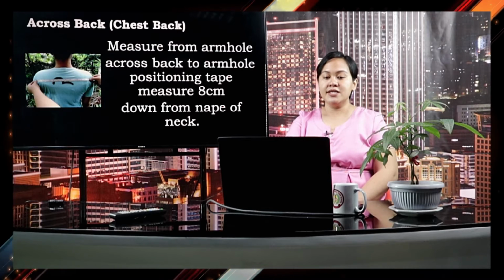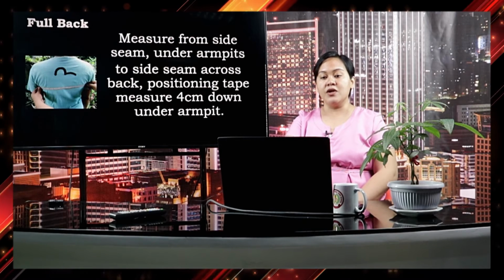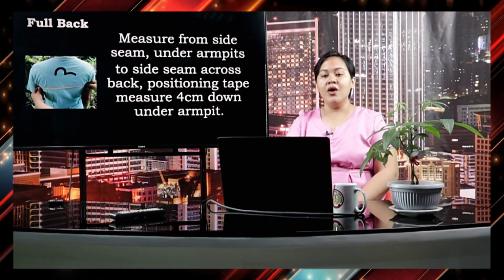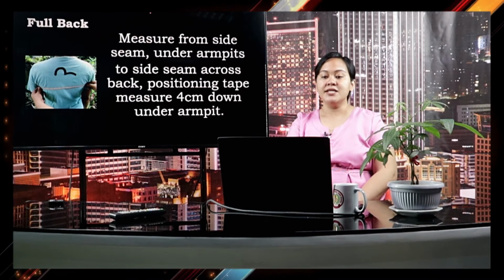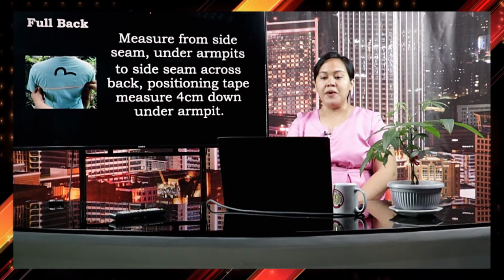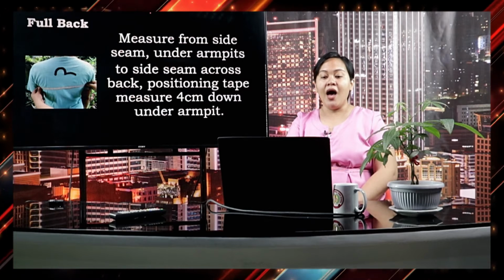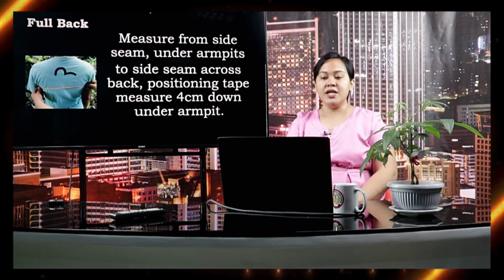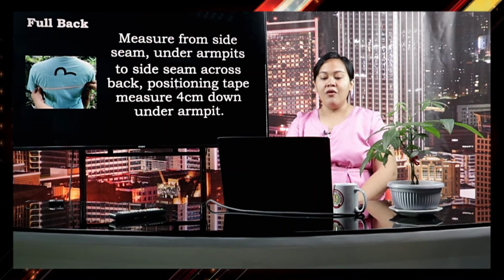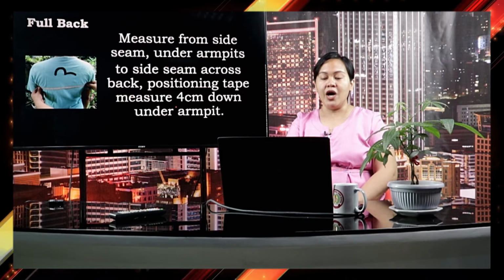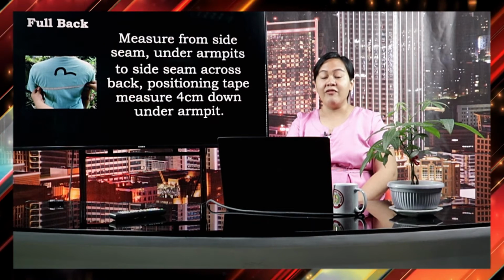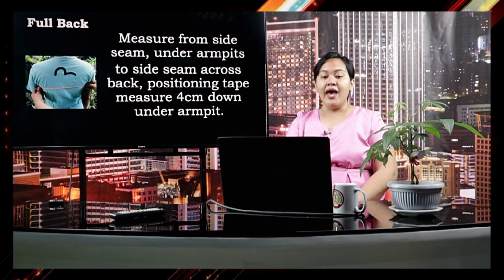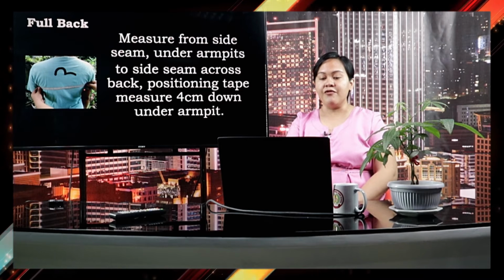Now for our next example of horizontal measurement, we have the full back, which is measured from side seam under armpits to side seam across back. So positioning the tape 4 cm down under the armpit. So this is where you'll have to measure 4 cm, and this portion is where you'll get the full back.